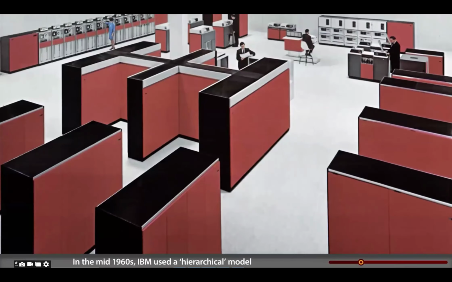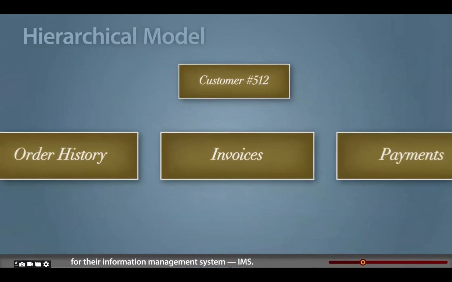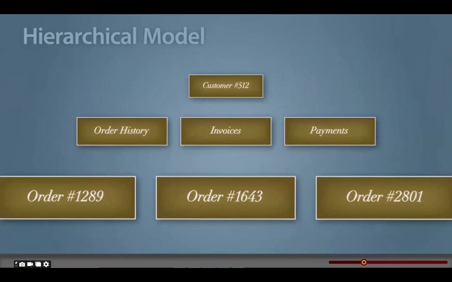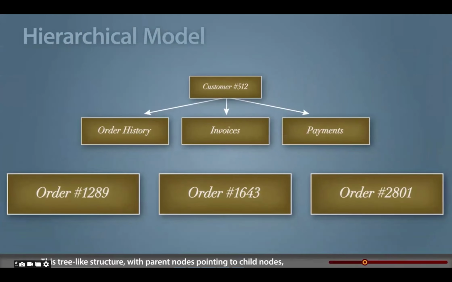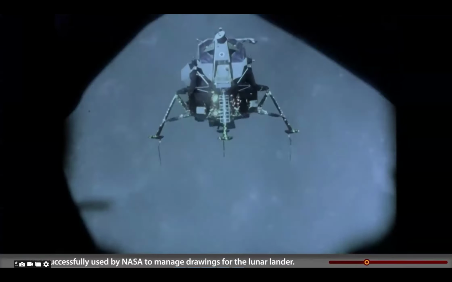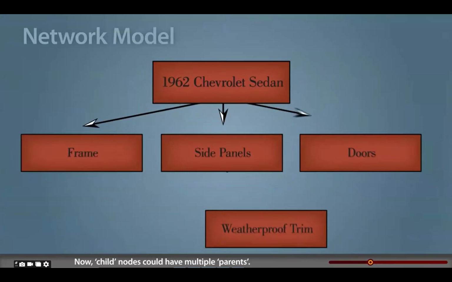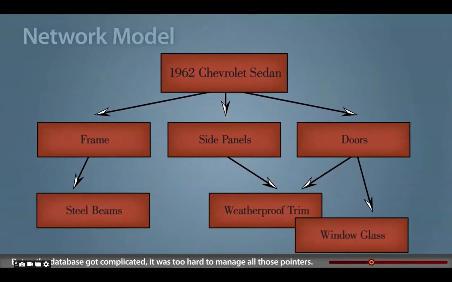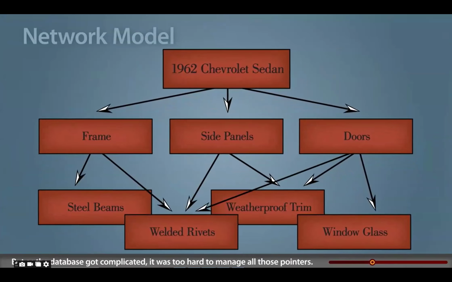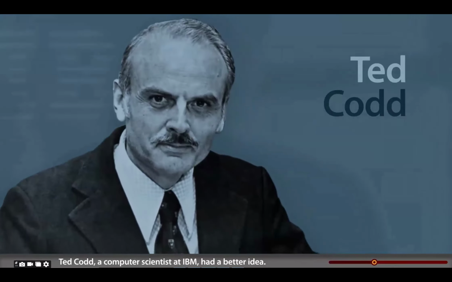In the mid-1960s, IBM used a hierarchical model for their information management system, IMS. This tree-like structure, with parent nodes pointing to child nodes, was successfully used by NASA to manage drawings for the lunar lander. A more flexible network model was developed by GE's Charles Bachman. Now, child nodes could have multiple parents, but as the database got complicated, it was too hard to manage all those pointers. Ted Codd, a computer scientist at IBM, had a better idea.